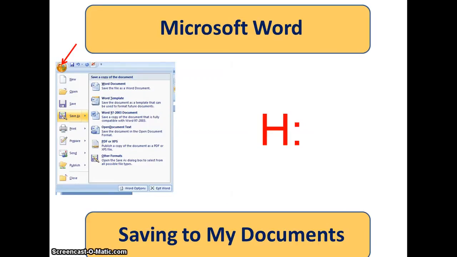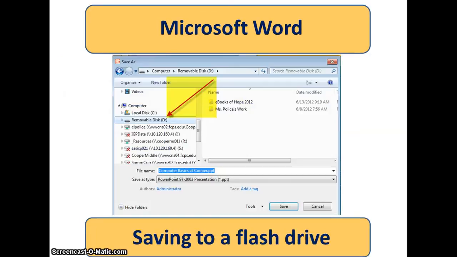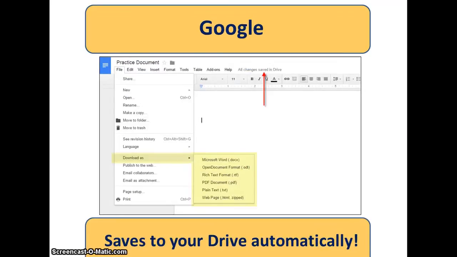Now, one thing that you never want to do at Cooper is save to a desktop. The reason for this is that you are not guaranteed to be on that same computer the next time you want to work, and sometimes the documents don't even save. So always, always, always save to your H drive or your flash drive. Or, even better, use Google.